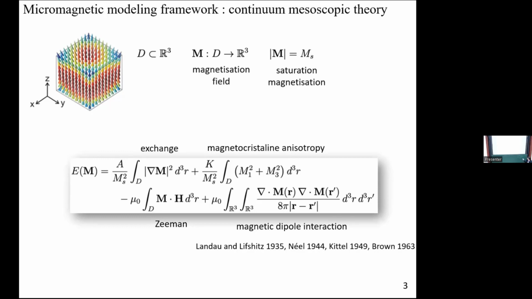Then we have magnetocrystalline anisotropy, which wants to align the magnetization along a certain direction. We have the Zeeman term, which is the interaction with an applied field, which also aligns spins together. And we have the magnetic dipole interaction, which wants to have spins anti-parallel. It is in competition with the other energy terms.